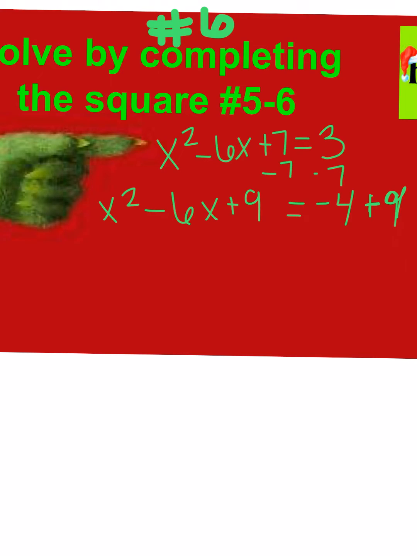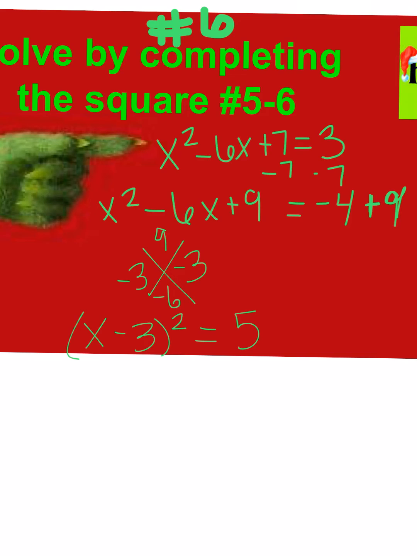All right, I can factor the left-hand side. I'm finding two numbers that multiply to 9 that add or subtract to negative 6. So let's try 3 and 3. And both of them are going to have to be negative. So I am going to say x minus 3, and instead of writing it 2 times, I'm just going to say squared is equal to negative 4 plus 9, which happens to be a positive 5.